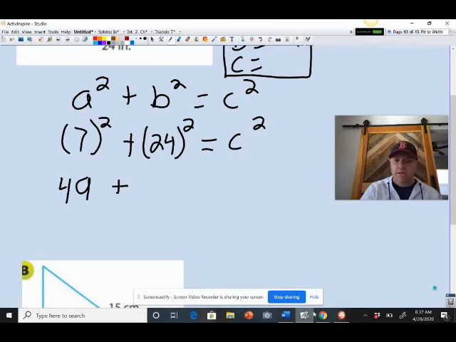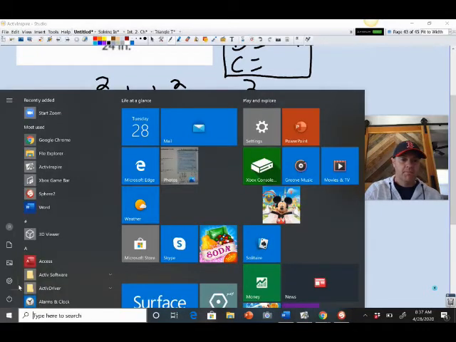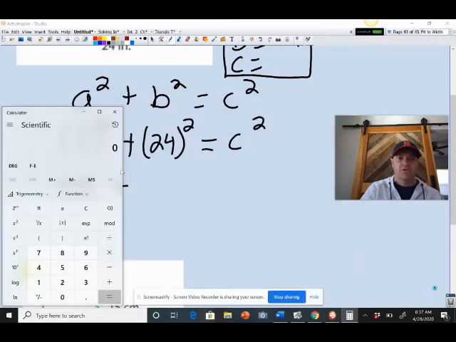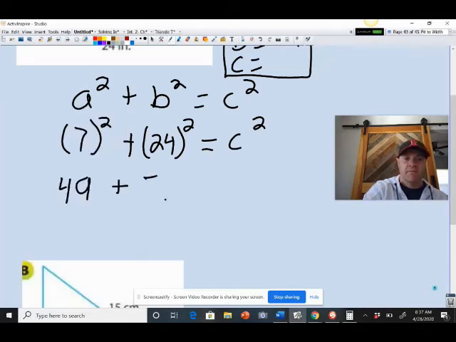If you want to do that on a calculator, I thought I had my calculator pulled up here. I will pull it up, and I am allowing you to use calculators for this. Okay, so we're going to do 24 times 24, or 24 squared. I can hit the squared button right there. That's going to give me 576. Okay, we're going to keep this calculator handy.